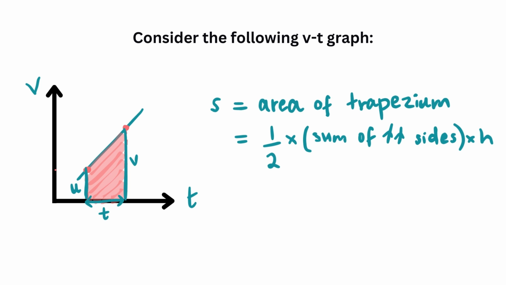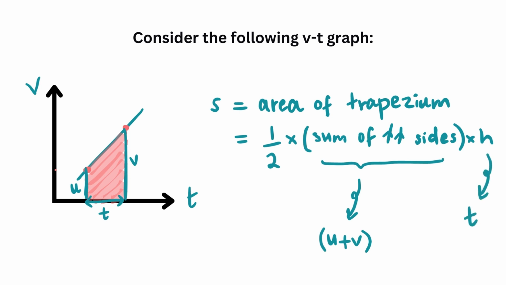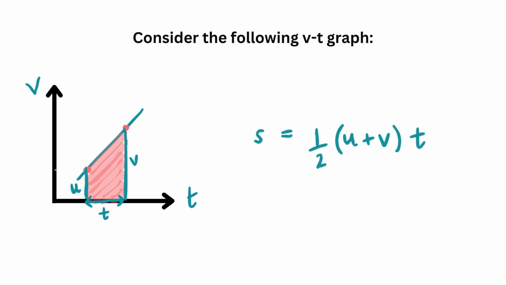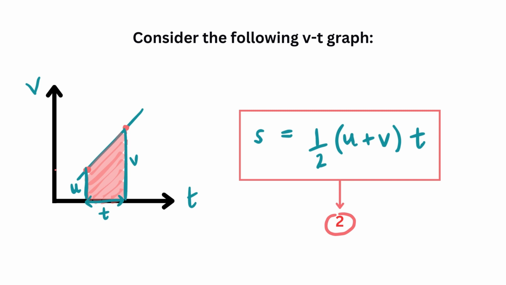We already know what the formula is. It's half times sum of parallel sides times height. In accordance with our diagram that we've drawn on the left-hand side, these parallel sides are basically u and v, in which case the sum of parallel sides becomes u plus v, whereas the height of this trapezium is t, in which case the expression for displacement becomes half times u plus v times t. And so we have arrived at our second equation of motion.